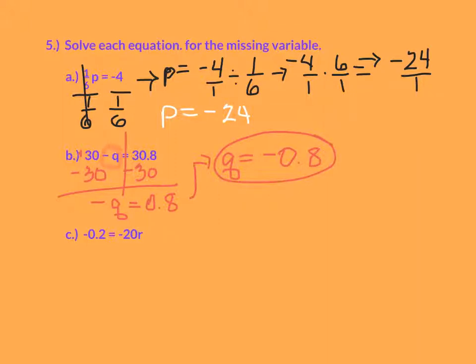Right there. And the next one, I've got C equals, oh no, it's not C. C is the number that we're on. We've got R here. So negative 0.2 equals negative 20R. So to get the variable by itself, I'm going to have to divide both sides by negative 20. So let's bring that out here. These cancel, so I've got R equals negative 0.2 divided by negative 20.